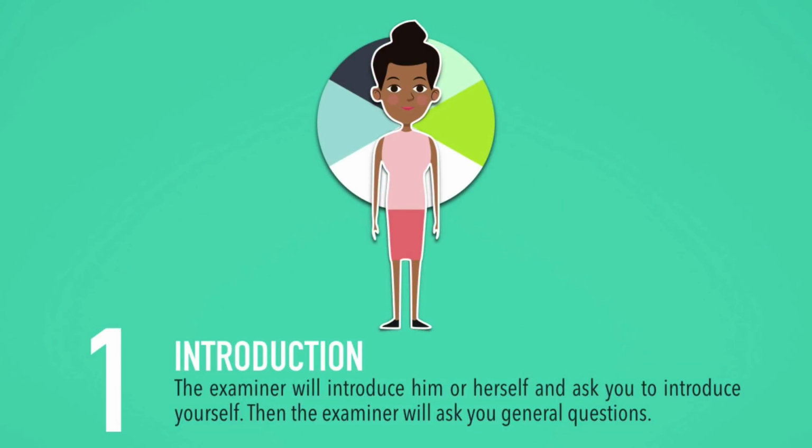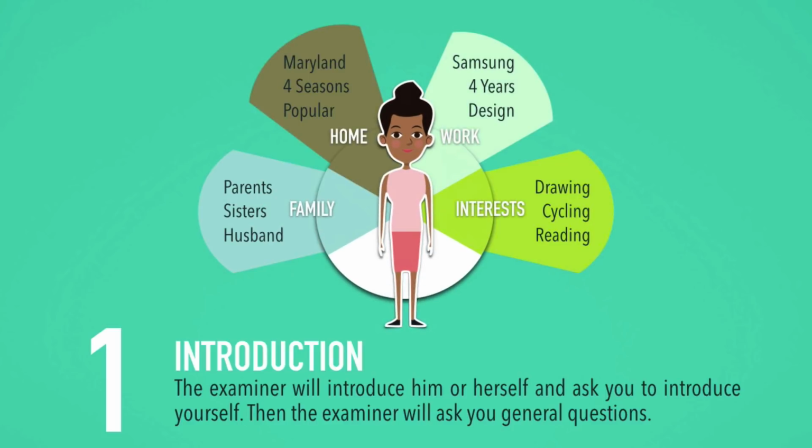Now, during the introduction phase, the examiner will introduce him or herself and then ask you to introduce yourself. Now remember, when you're introducing yourself, you should always include 4 parts: your family, your home, your work, and also your interests. So you need 3 pieces of information for each of those sections.